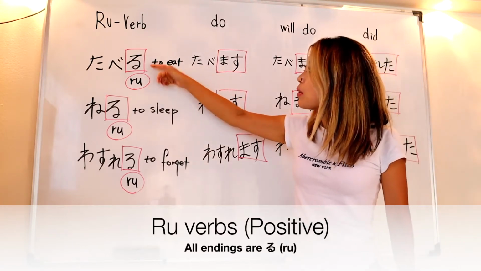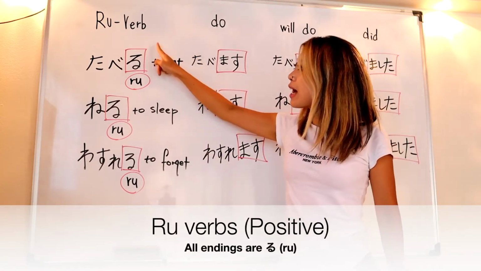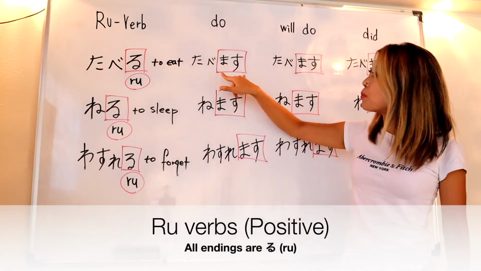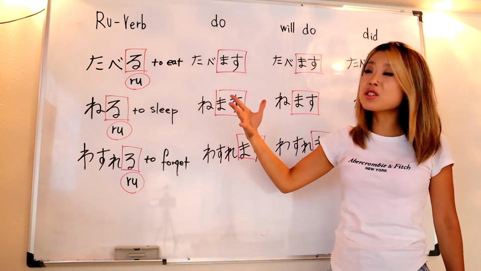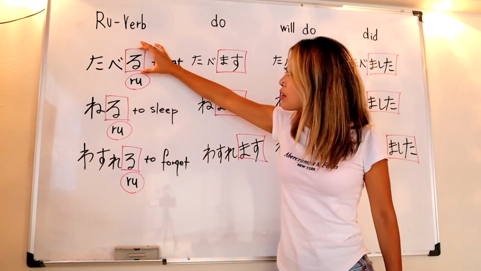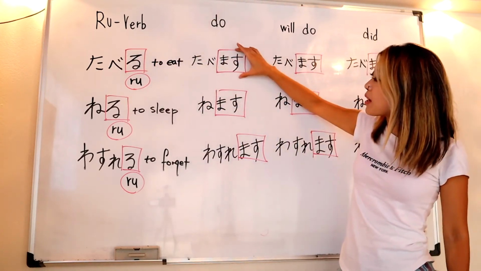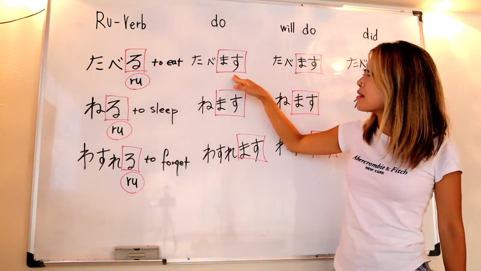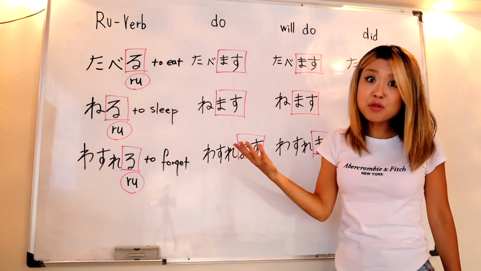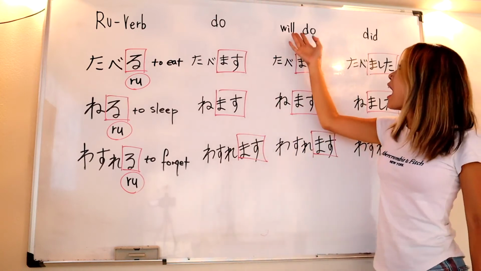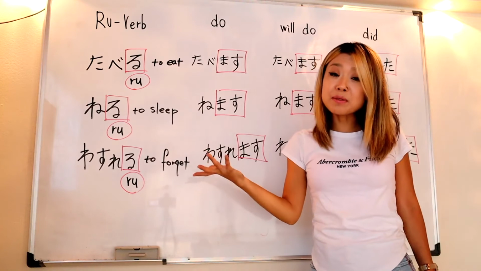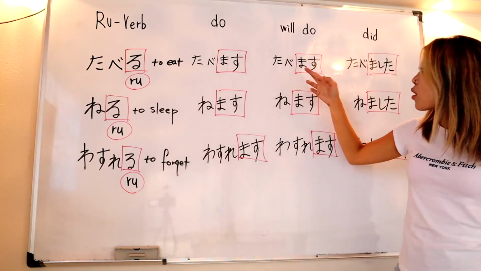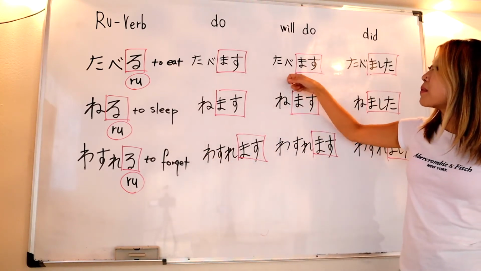So why do we call it Ru-Verb? Because we cut the Ru and we put mas instead of Ru. So you just change this part. Okay. Ru to mas. So 食べます. And actually the future form is also the same. I will do, I will eat. Also the same. That's so simple. So I will eat, 食べます.